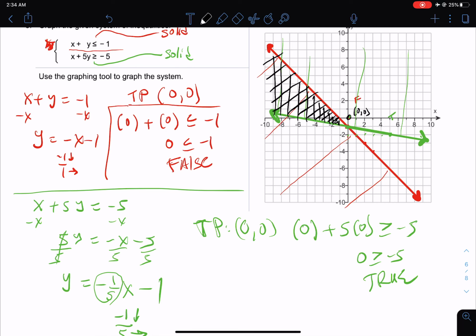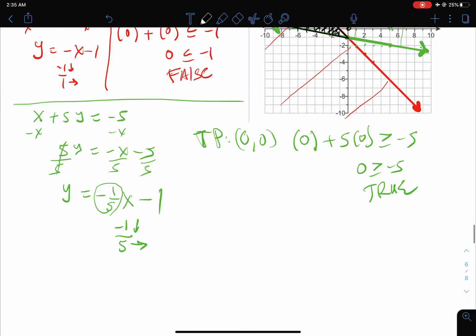Of course, it's bounded by this guy right here. I should not use that word. Bounded means all sides are covered in the shading. The black shading is contained. But so we've got these sides to it. Whoops. So there's my solution. Okay, let's move on to number 9.